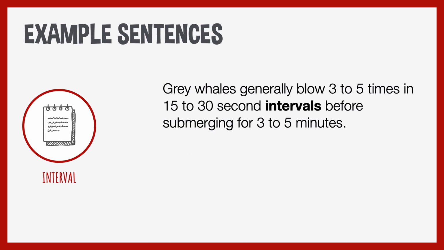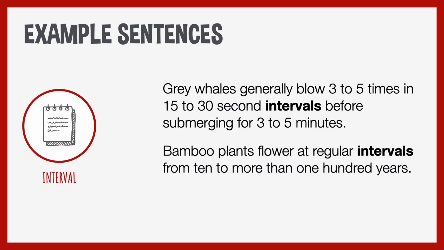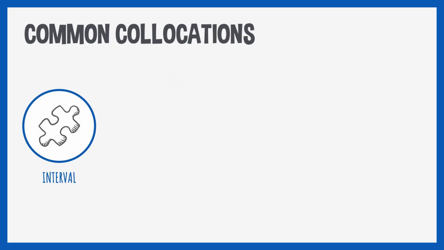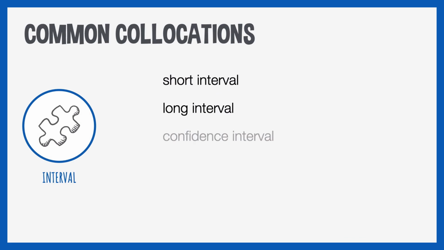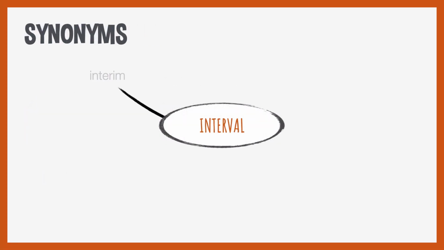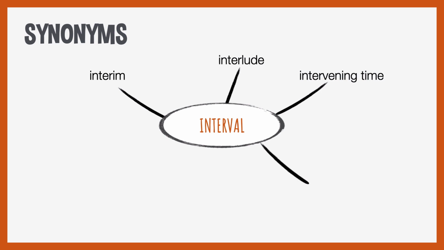Grey whales generally blow 3 to 5 times in 15 to 30-second intervals before submerging for 3 to 5 minutes. Bamboo plants flower at regular intervals from 10 to more than 100 years. Here are some common collocations: short interval, long interval, confidence interval. The confidence interval is to do with statistics, opinion polls, surveys, so it's a measurement of how confident the statisticians are in the accuracy of their findings. Time interval, brief interval, and some synonyms include interim, interlude, intervening time, intervening period, meantime, meanwhile.